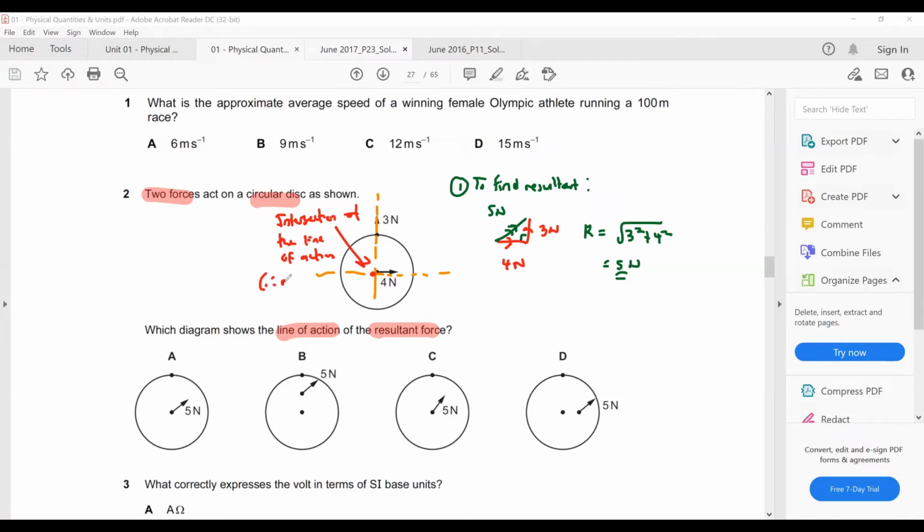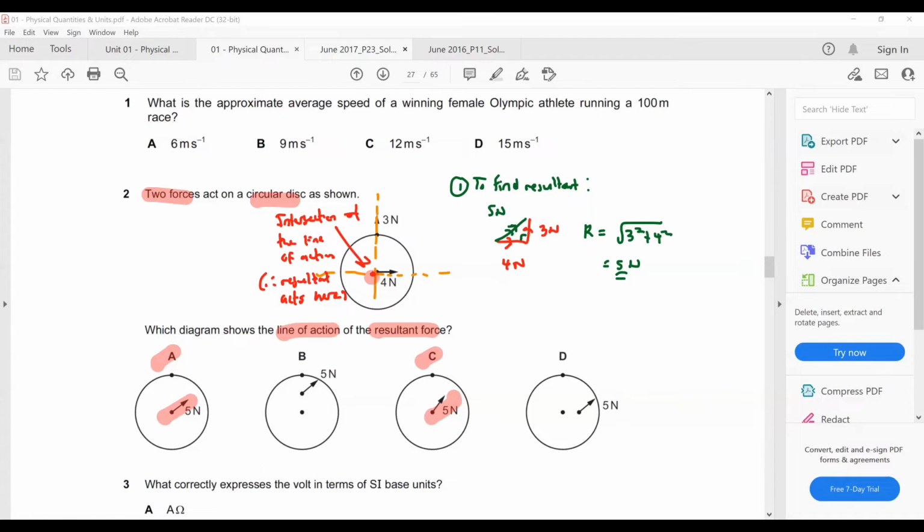So therefore, the resultant acts here. But then you have a new problem, because at this point where the resultant is acting, you have two answer choices, either answer A or answer B. Both are showing something similar. But you notice that this angle here is slightly different from this angle here. So which one is the correct one?